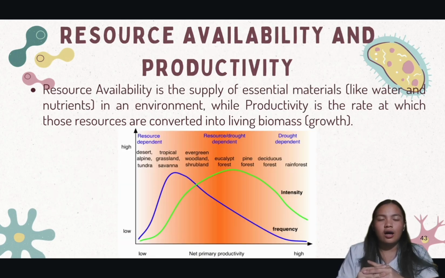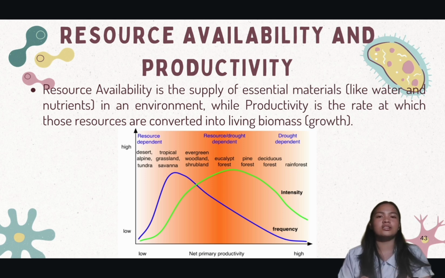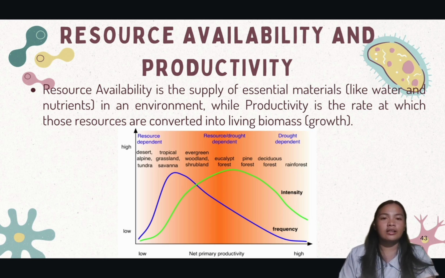So now, as we continue, punta naman tayo sa resource availability and productivity. Ano nga ba ito? It defines the input and output of an ecosystem, where availability is the input and productivity is the output. Availability is the supply of essentials in an ecosystem like food, water, and nitrogen, while productivity naman is the rate at which life converts those essentials into growth.